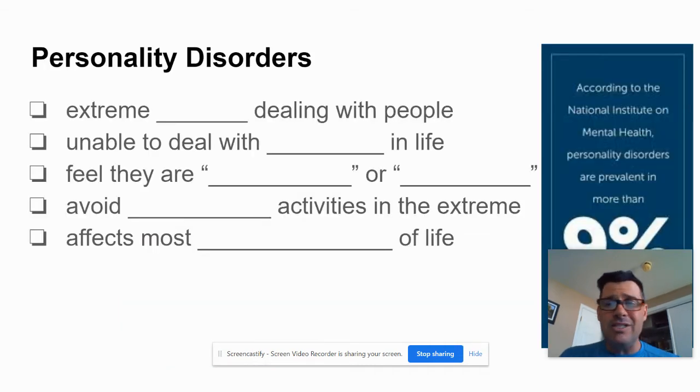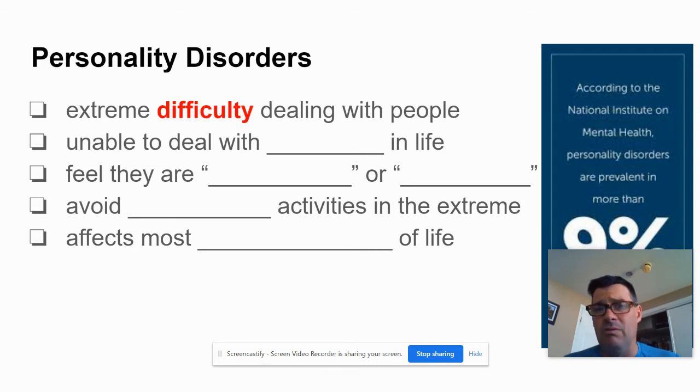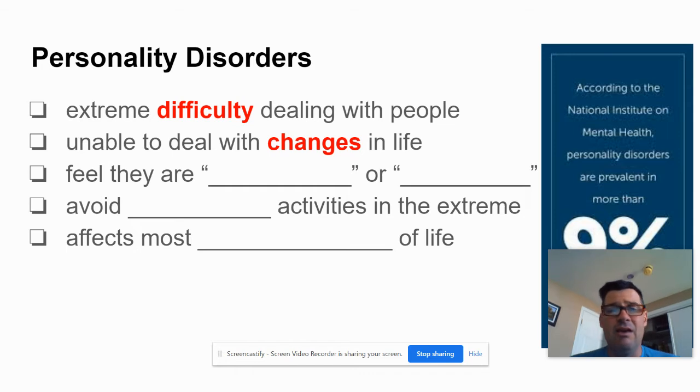First off, personality disorder basically means, oh, by the way, on the right hand side, and you can't really see it, it says about 9% of people actually have some form of a personality disorder. All right. So what does that mean? One, usually people with personality disorders have extreme difficulty dealing with people. They have a lot of conflict, or they just avoid people because they have trouble dealing with them. Also, they're unable to deal with changes in life. So things happening is going to be really difficult for them. They don't deal well with change.